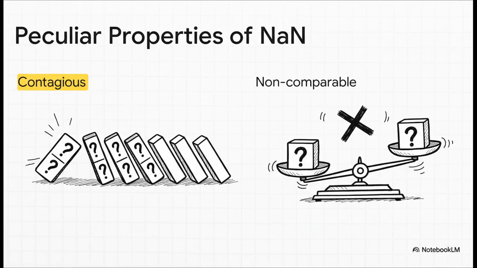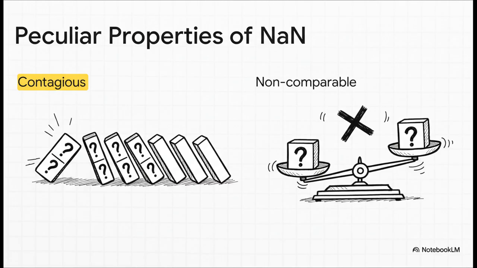Now, nan has a couple of really weird properties that you just have to burn into your brain. First, it's contagious. It's like a virus for your math. Any operation that involves a nan, the result is just another nan. But the second one, this is the real mind bender. Nan is not equal to anything, not even itself. I know, it sounds crazy, but if you type np.nan equals np.nan, you will get false. And that's exactly why we can't just use a simple equal sign to find it.